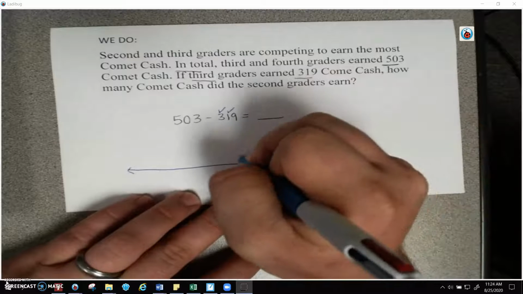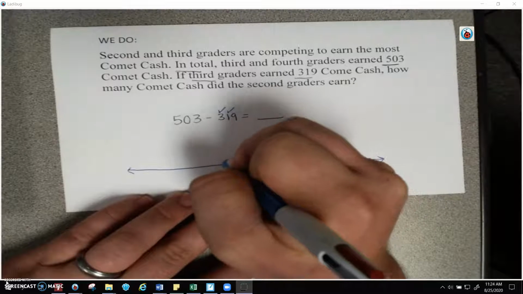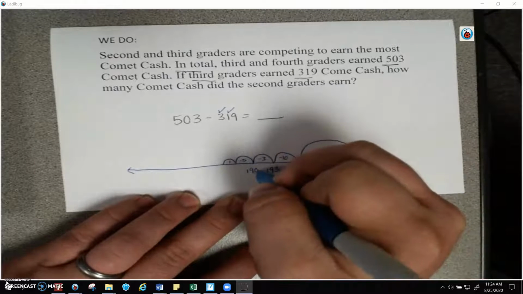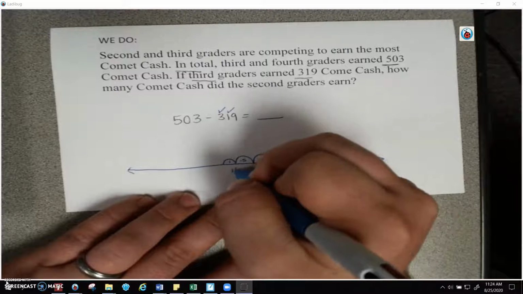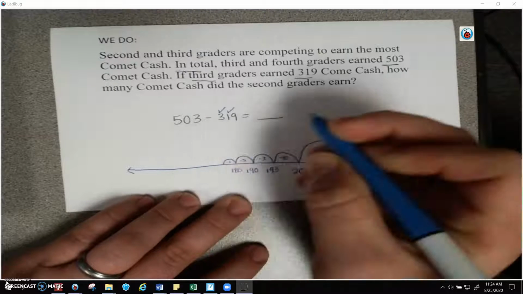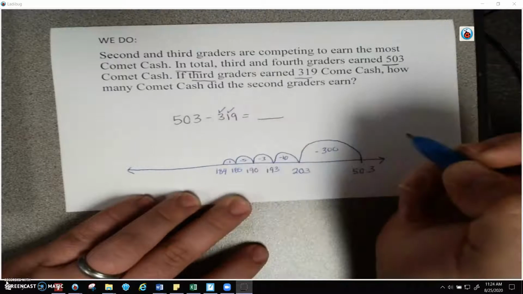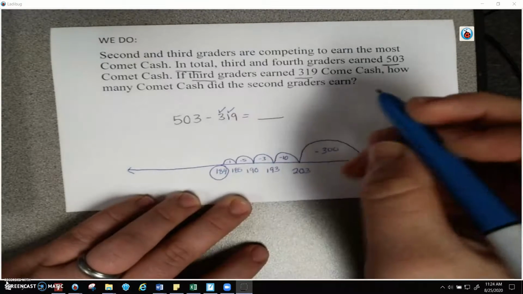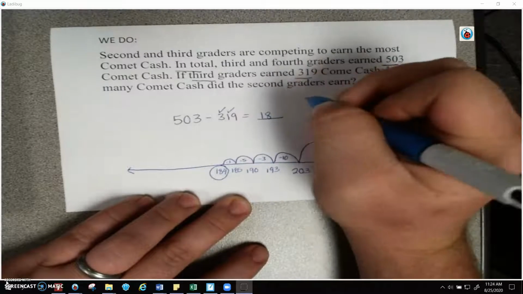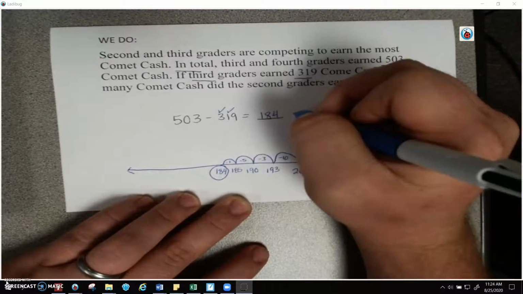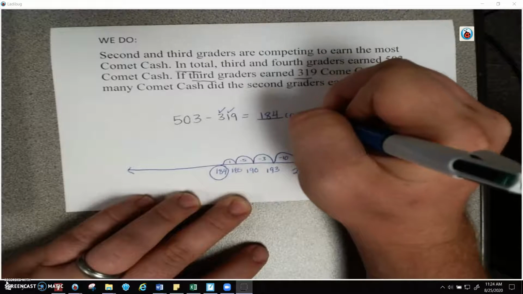So I'm going to take away 5. And then I'm going to take away 1. So 190 minus 5 would give me 185. And then minus 1 more would give me 184. So the second graders earned 184 Comet Cash.